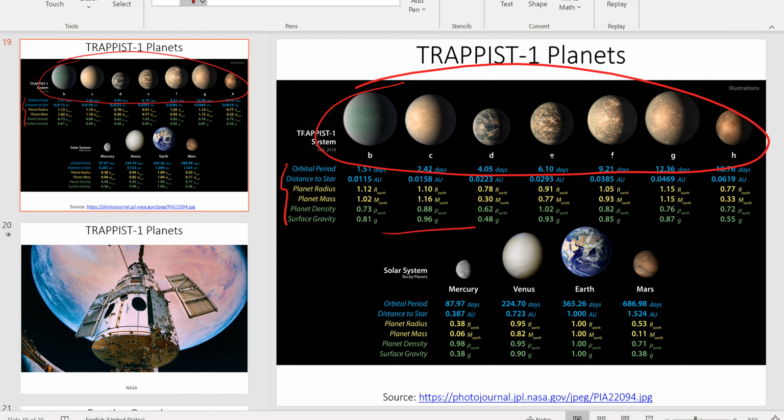listed here. And then we have the 4 terrestrial planets from our own solar system listed below. And you can see that some of the planets are not only very likely in the habitable zone of this TRAPPIST-1 star, but also very Earth-like.